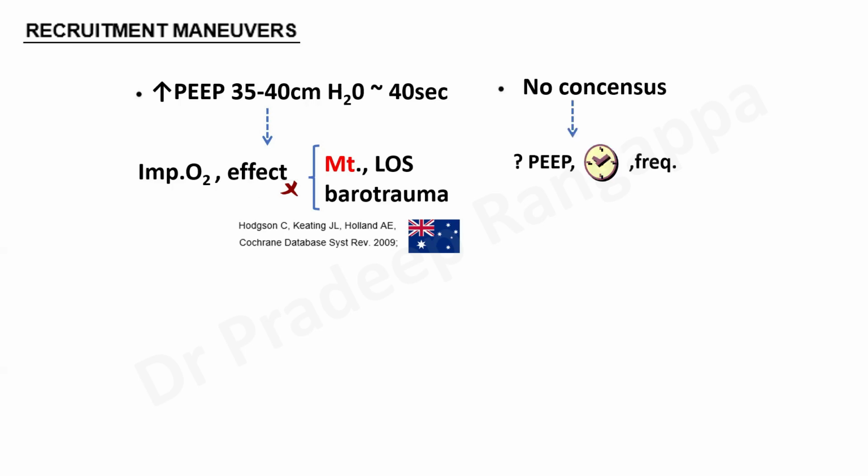So, we do not have consensus whether 35 to 40 PEEP is good enough, or 30 to 40 is good, or 40 to 50 is good, for how long we need to give this PEEP, and how frequently we need to give. So there is no clear direction with regards to this. But for all the trainees, you can keep this number 35 to 40 for 40 seconds, which is what has been used in a few trials. So that is something you can keep in mind.